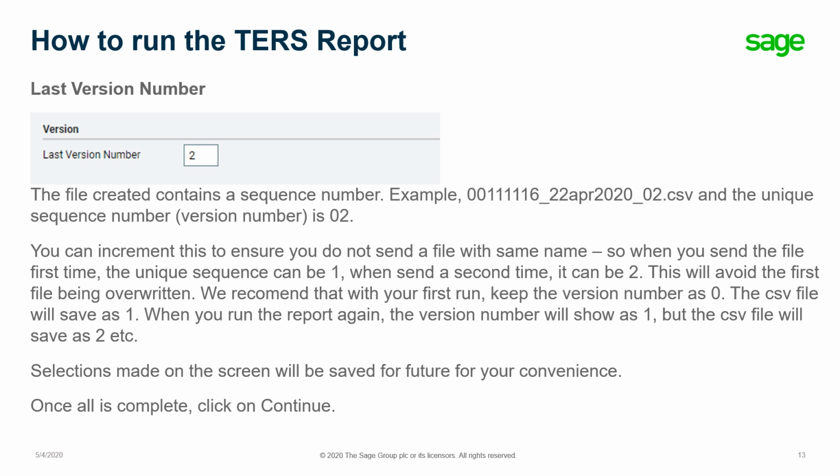We recommend that when you run it for the first time, you keep the version number 0, so that the CSV file created will save it as 1. When you run the report again, the version number will then show as 1, but the CSV file created will save as 2. The selections made during the creation of the report will be saved for future convenience. This means that if you run the report again, it will automatically default to the previous selections, and you can only change where relevant. Once all your selections have been made, you can click on Continue.